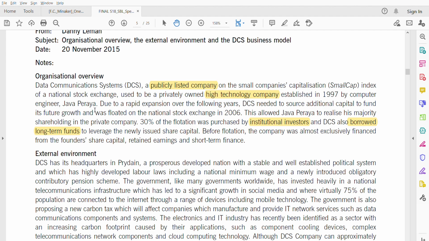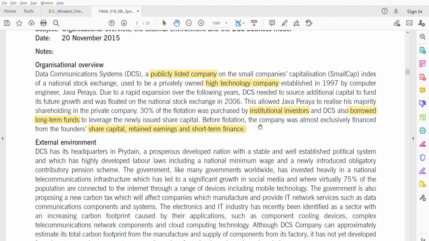Before flotation, the company was almost exclusively financed from the founders' share capital, retained earnings, and short-term finance. So you can see before flotation. Very important that you know how the structure of the company is before and after flotation. I think there's a question also. I think the requirement for question 3, I think they asked about before and after flotation. So I have highlighted it, right?